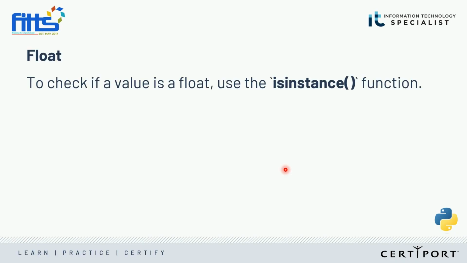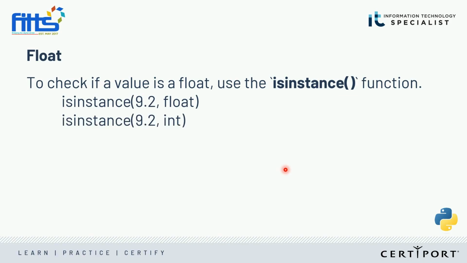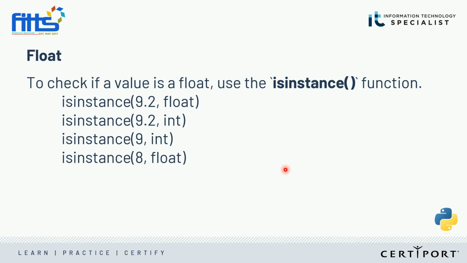So to check if a value is a float, we use the isinstance function. So as you progress, you get to know the functions and the methods. So we're going to go through that. So isinstance 9.2, we are asking, is it a float? If it's a float, then true. If it's not, then it's false. isinstance 9.2, is it an integer? Then we get the answer. isinstance, is it a float? So it will produce true or false.